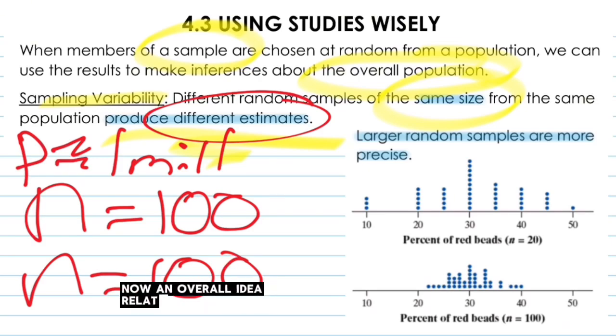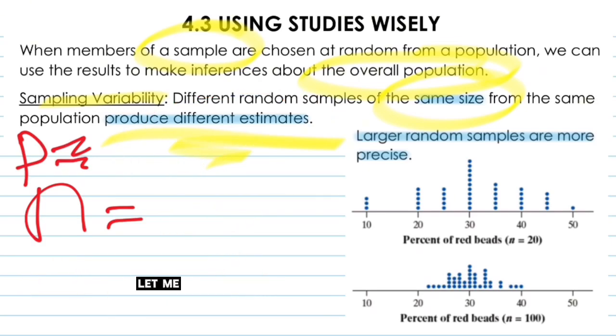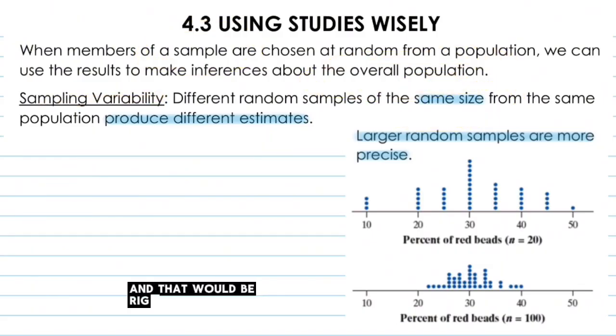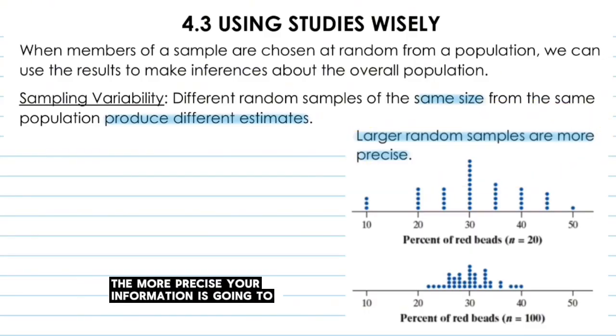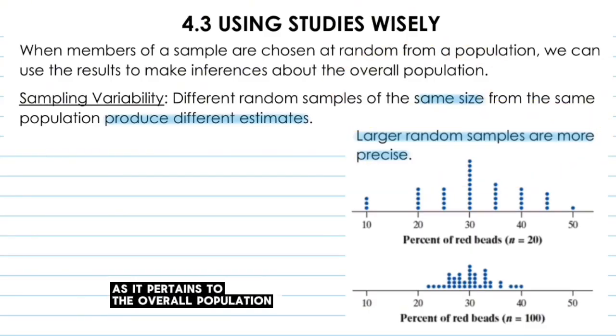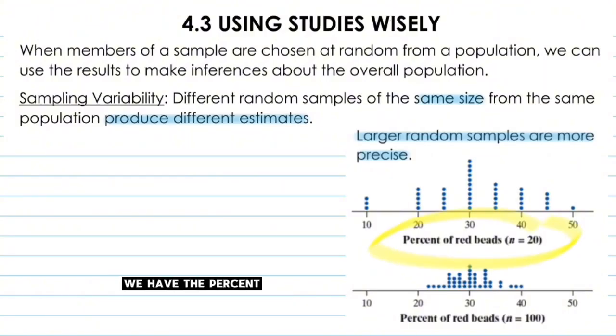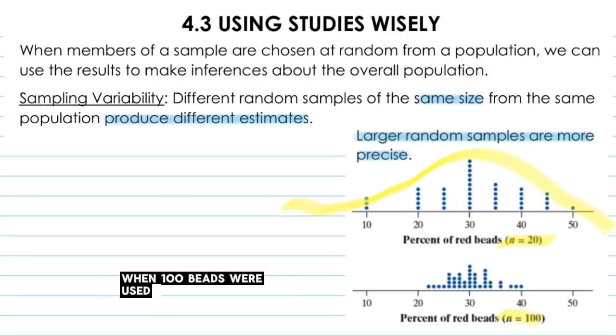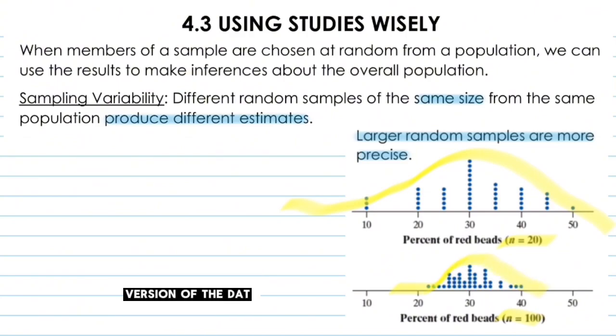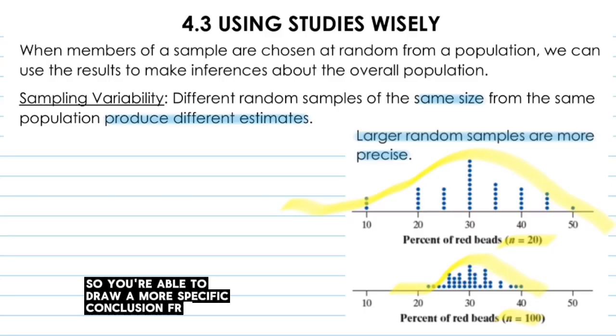Now, an overall idea related to this is what you can see in the bottom right corner. The larger the random sample, the more precise your information is going to be as it pertains to the overall population. So in this little diagram, we have the percent of red beads that maybe are imperfect. Here only 20 beads are being used, so the data is a much more spread out normal distribution. But when 100 beads were used, the data became much tighter, so you're able to draw a more specific conclusion from those results.